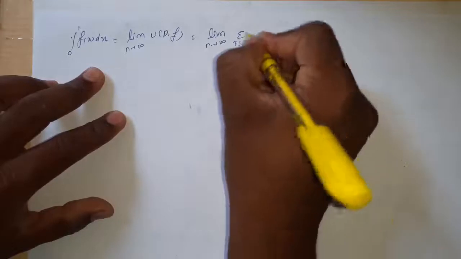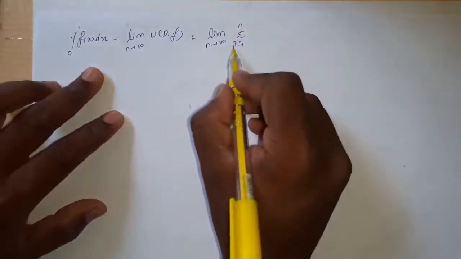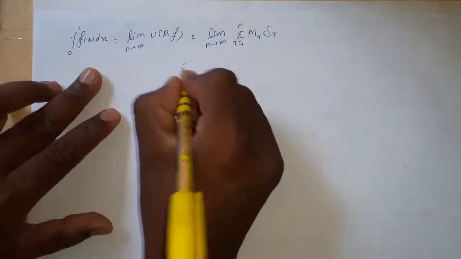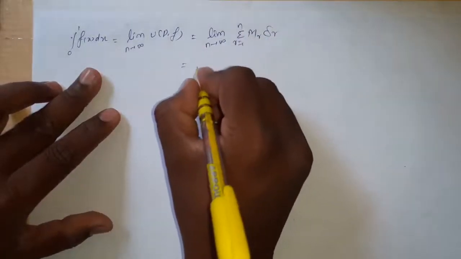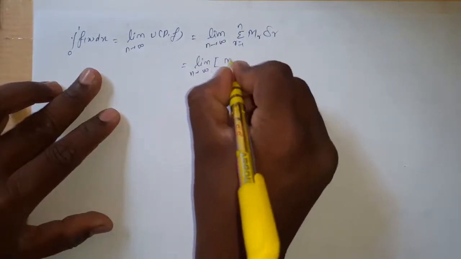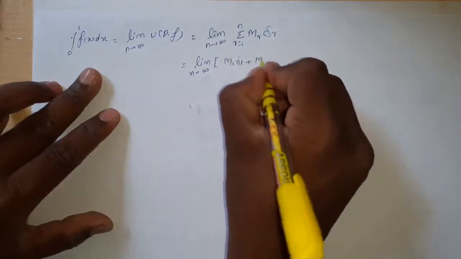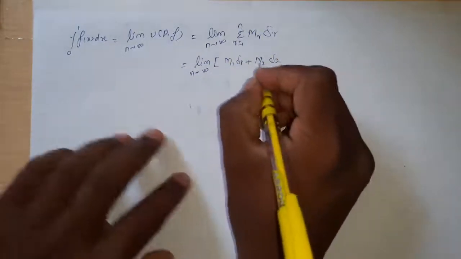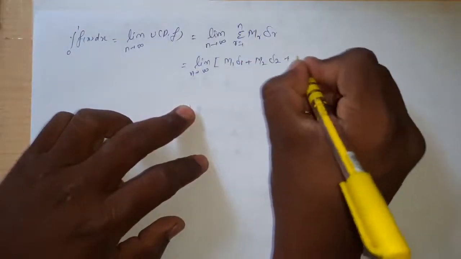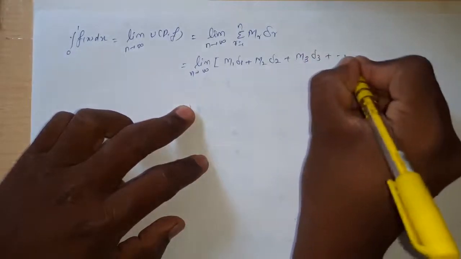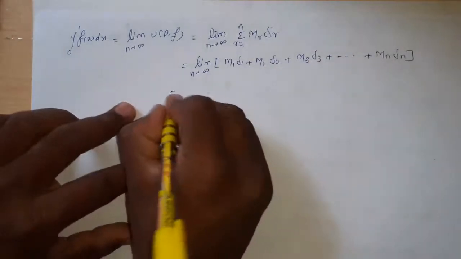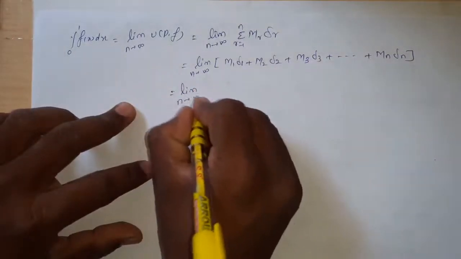Let us substitute the formula of U(P, f), that is summation over r equal to 1 to n of capital M r into delta r. Now, it is equal to the limit as n tends to infinity. Here it is M1 delta 1 plus M2 delta 2, the expansion of the formula summation over r equal to 1 to n of Mr delta r, plus M3 delta 3 and so on, Mn delta n.